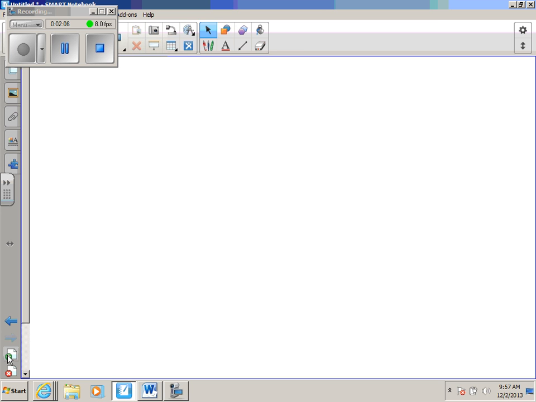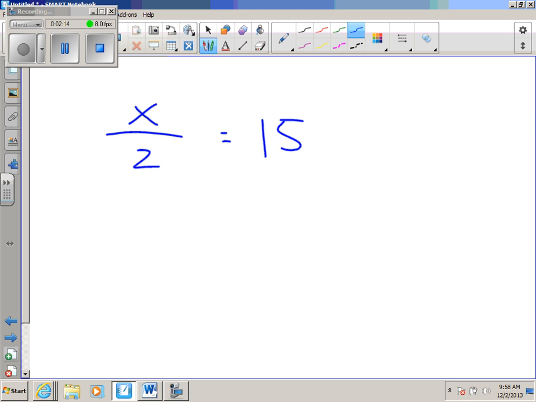So, for example, we will see a problem like this. X over 2 is equal to 15. Okay? Now, when solving equations, and we've done a lot of these over the last handful of months, our variable is x. What is happening to x right now? Thank you. It's being divided by 2. Because the bar here is another way of showing division.